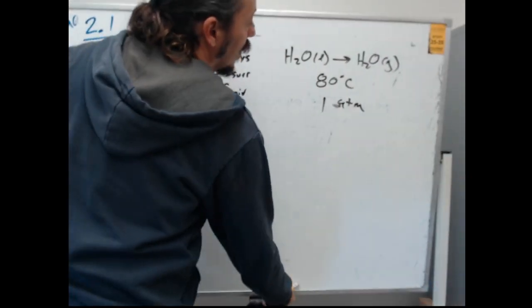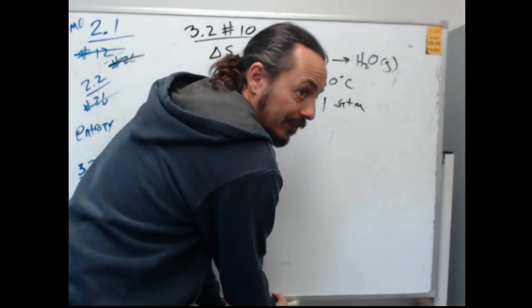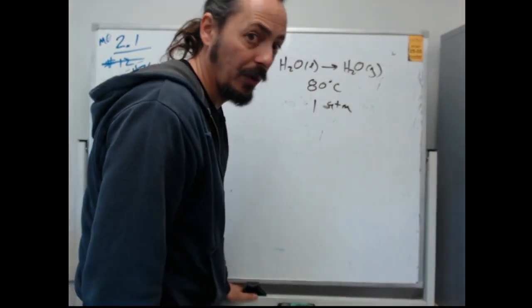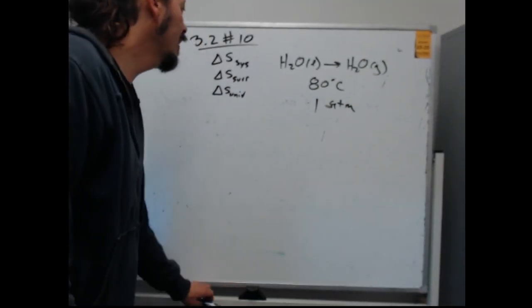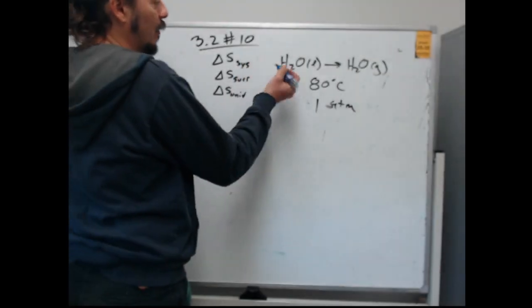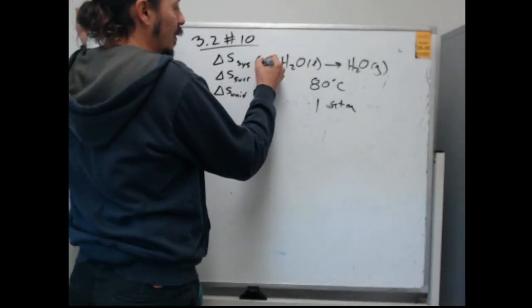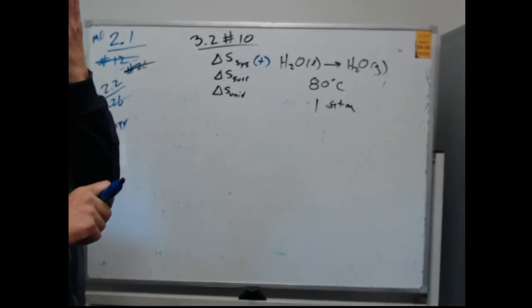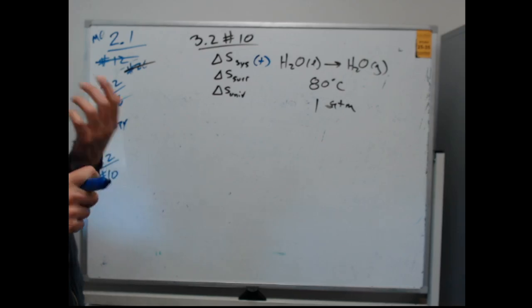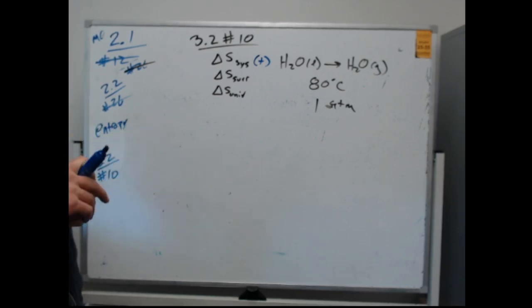Okay, so we're looking at liquid going to gas before the boiling point. We still have liquid going to gas, so I think delta S of the system is going to be increasing, right? Because I'm going from a liquid to a gas, entropy's increasing.